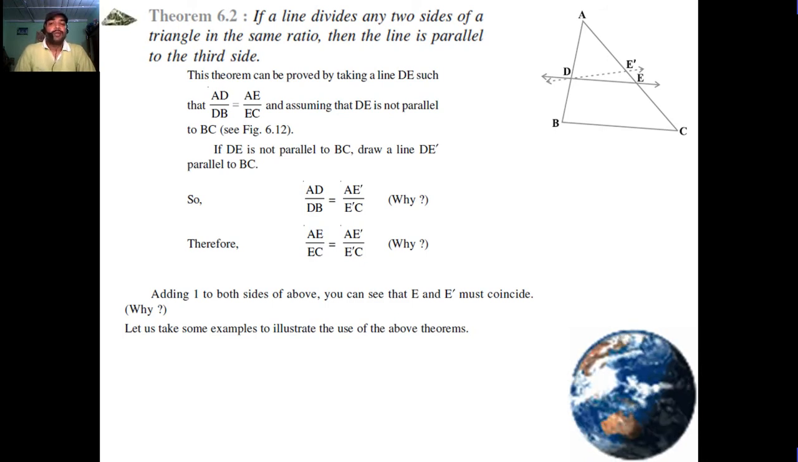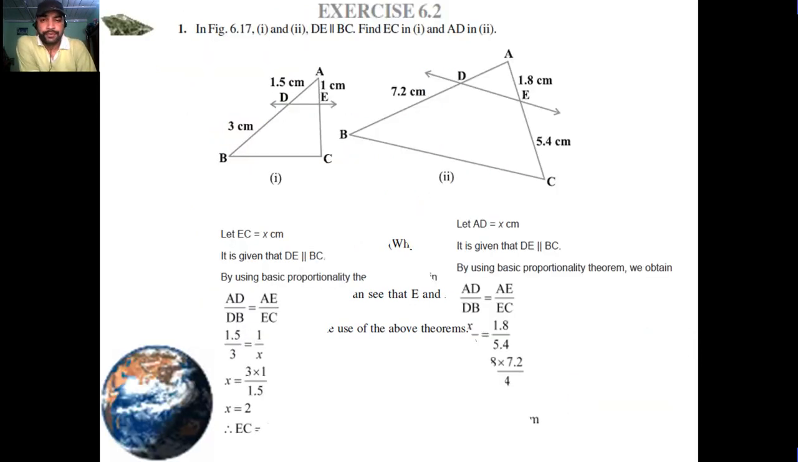If DE is not parallel to BC, draw a line DE dash parallel to BC. So AD upon DB is equal to AE dash upon E dash C. Why? Therefore, AE upon EC is equal to AE dash upon E dash C. Why? Adding one on both sides, you can see that E and E dash must coincide. Let us take some examples and illustrate the use of the above theorem.